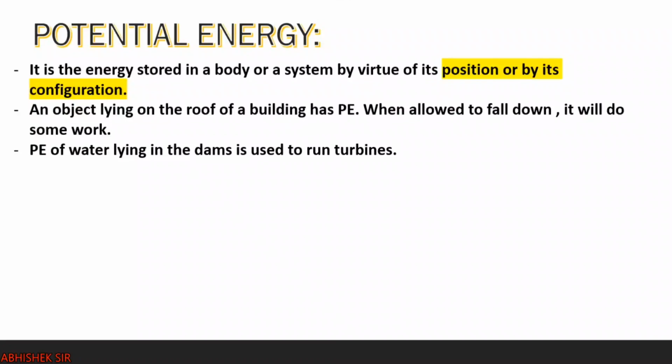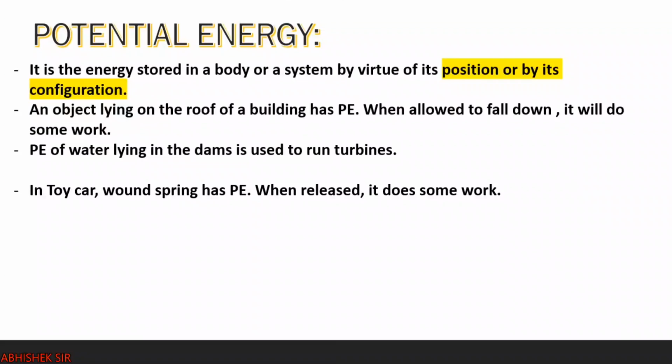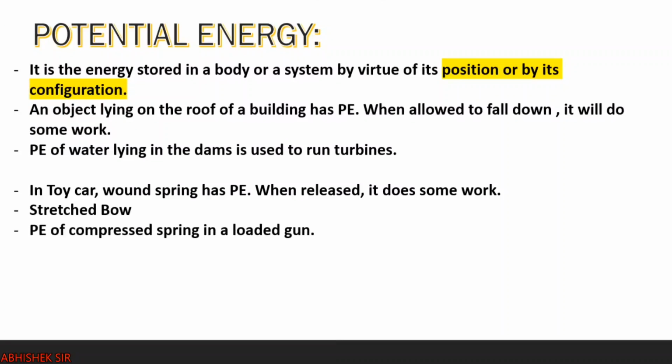Now let us see a few examples where an object has some energy stored in it due to its configuration. A toy car which has a wound spring: that spring also has potential energy, because when we release it, the toy moves, so it does some work. A stretched bow is also a very nice example of potential energy by configuration. And the potential energy of a compressed spring in a loaded gun is the only reason why the bullet moves forward so fast. So we have seen potential energy by virtue of its position and configuration. Both examples we have seen.